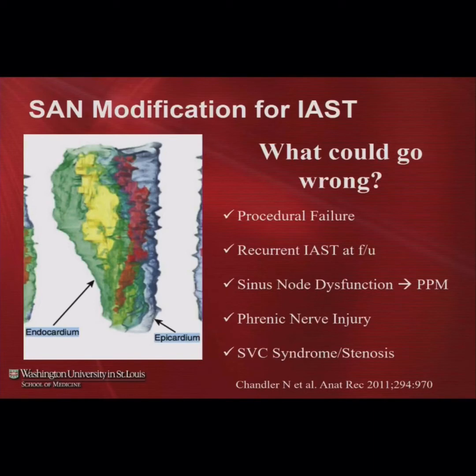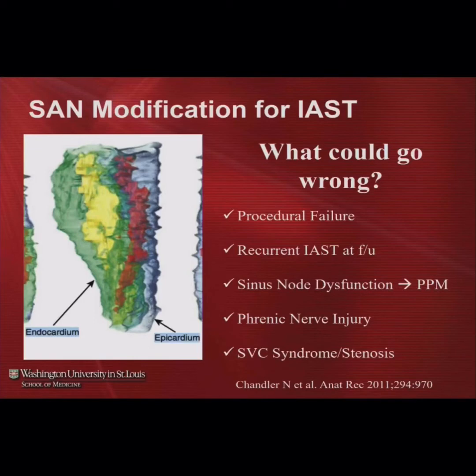So when I think of a procedure, I always want to think and teach my fellows about what could go wrong. So if you're trying to ablate the SA node, or at least the extensions coming off of the SA node, for the purposes of getting inappropriate sinus tachycardia under control, the things that could go wrong, one, is that you could fail, right? You saw the structure, okay?